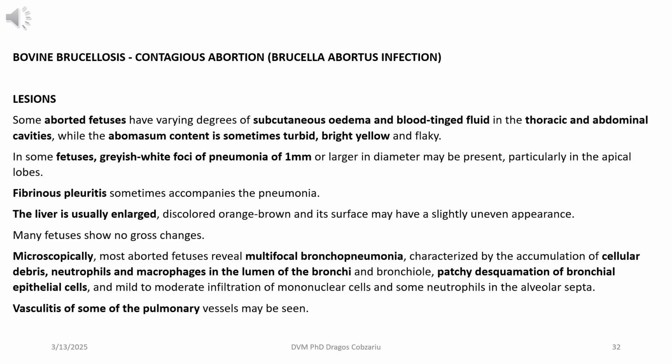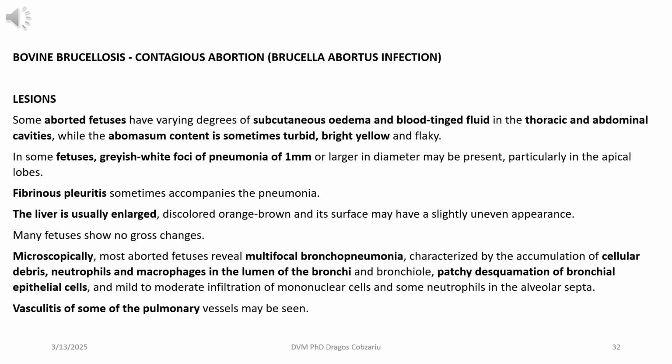Some aborted fetuses have varying degrees of subcutaneous edema and blood-tinged fluid in the thoracic and abdominal cavities, while the abomasum content is sometimes turbid, bright yellow and flaky. In some fetuses, grayish-white foci of pneumonia of 1 mm or larger in diameter may be present, particularly in the apical lobes. Fibrinous pleuritis sometimes accompanies the pneumonia. The liver is usually enlarged, discolored orange-brown, and its surface may have a slightly uneven appearance. Many fetuses show no gross changes.